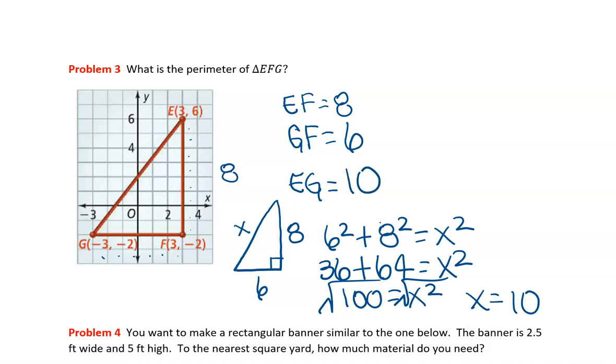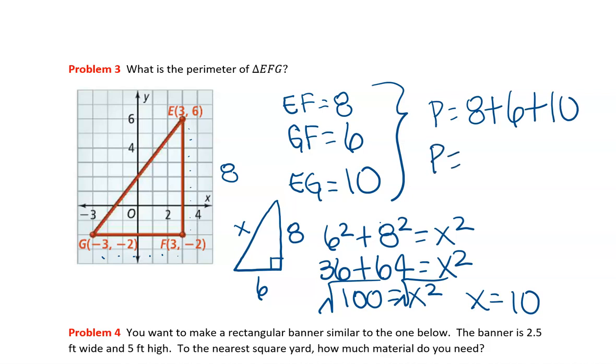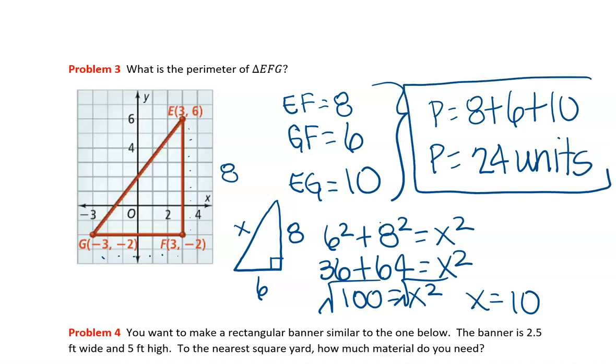So EG is 10. Now we put that all together and find perimeter. So we have 8 plus 6 plus 10, and our perimeter would be 24 units. Usually if it's on graph paper, I don't usually count it wrong if you don't have a label. The book will use units here.